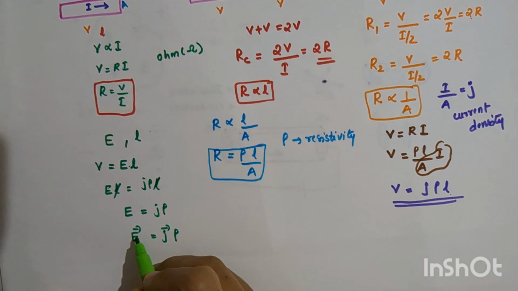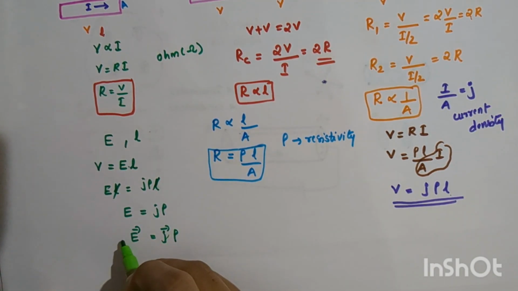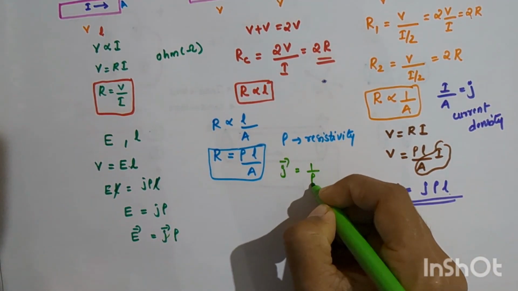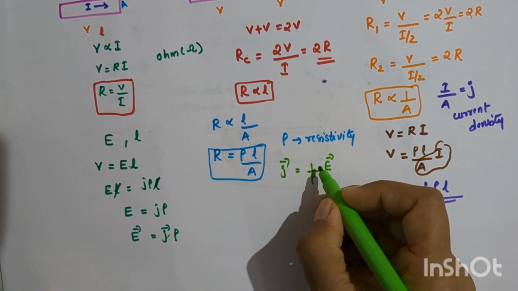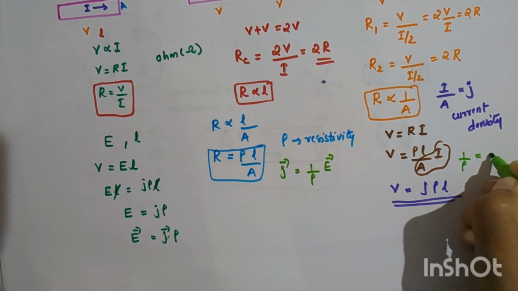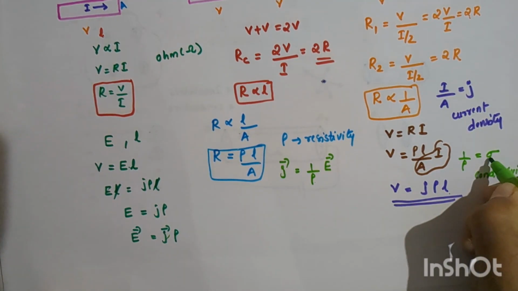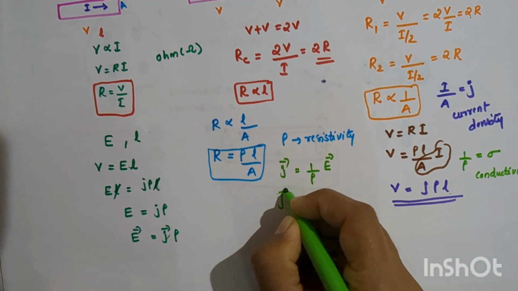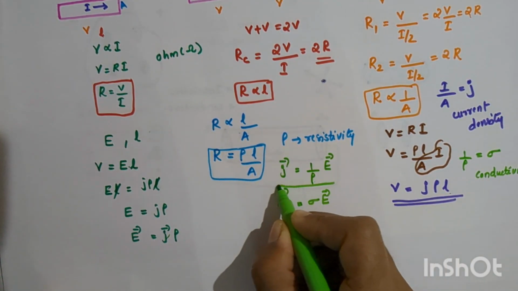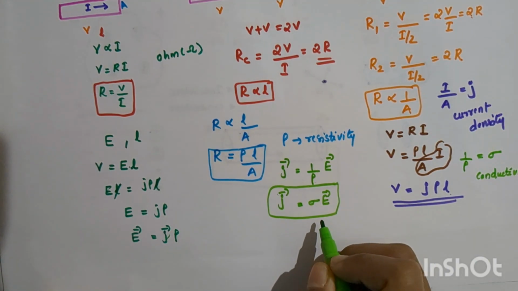Now consider this equation, vector E is equal to vector J into rho. If we take this rho to this side, it goes to the denominator. So we can write vector J is equal to 1 by rho into vector E. This 1 by resistivity is actually known as conductivity, the conductivity sigma. So we can write vector J is equal to sigma into vector E. This equation is an equivalent form of Ohm's law, or a vector form of Ohm's law.